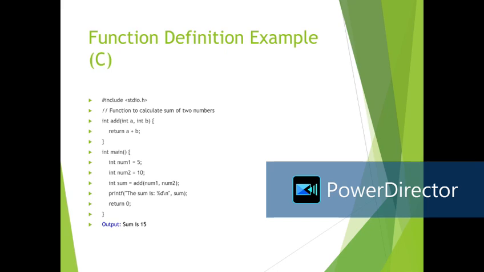Function declaration example. Let's look at a full working example in C. We first declare the function: int add(int a, int b). Then we define it later in the program: int add(int a, int b) { return a + b; }. In int main, we call it: int result = add(num1, num2).